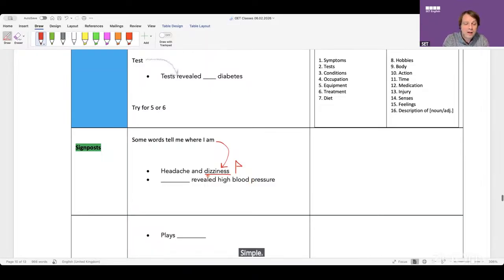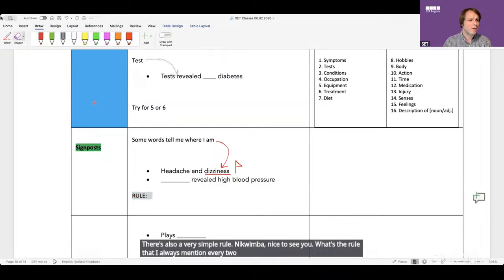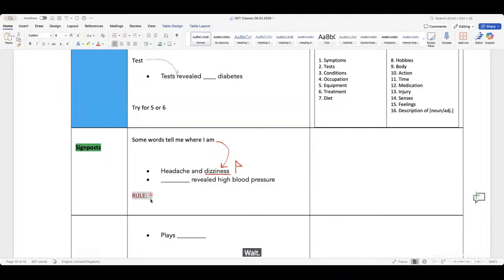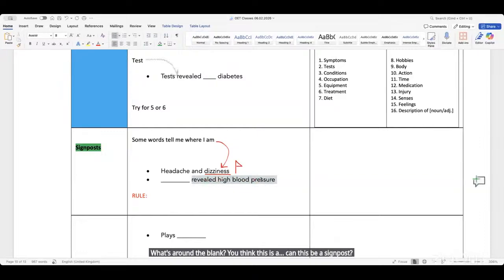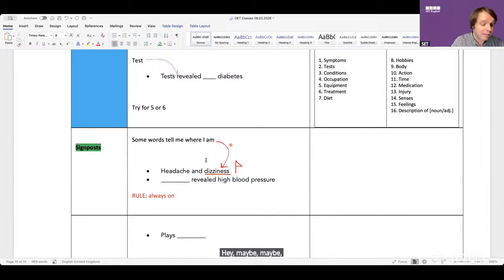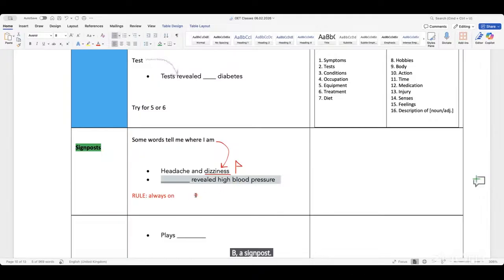Simple. All right, so there's also a very simple rule. What's the rule that I always mention every 2 weeks? Do you remember my rule? We should check the words around the blank. What's around the blank? Can this be a signpost? No. Signposting can be some words like now we will discuss maybe the investigations. Can any words in this line be a signpost? No. It needs to be on a different line from the answer. Always on a different line.